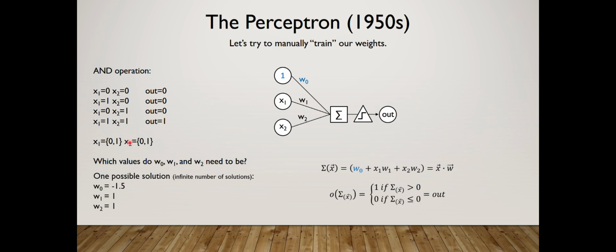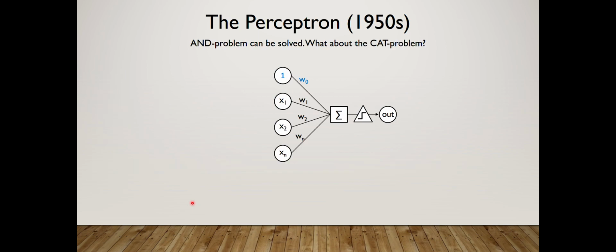Yeah. So here's one solution. W1 is 1, W2 is 1, and W0 is -1.5. Okay, because this was so much fun, we're going to do another one, a tougher one.